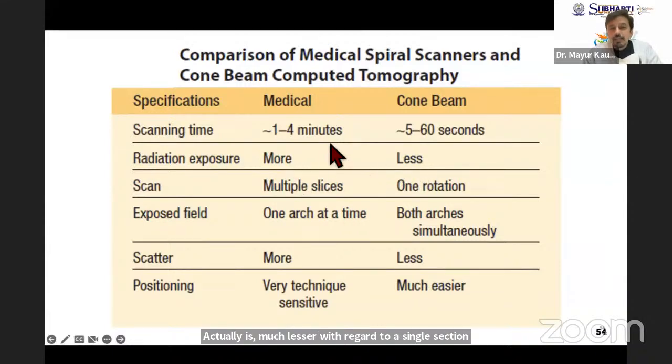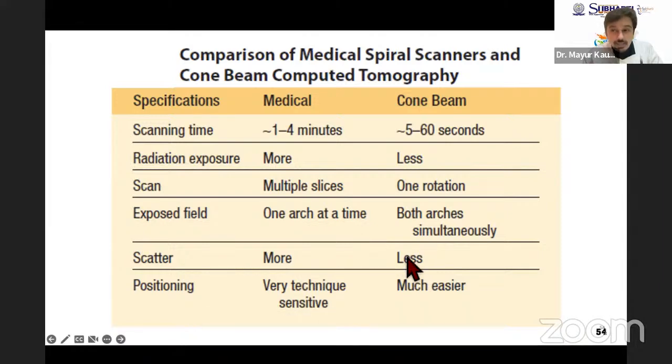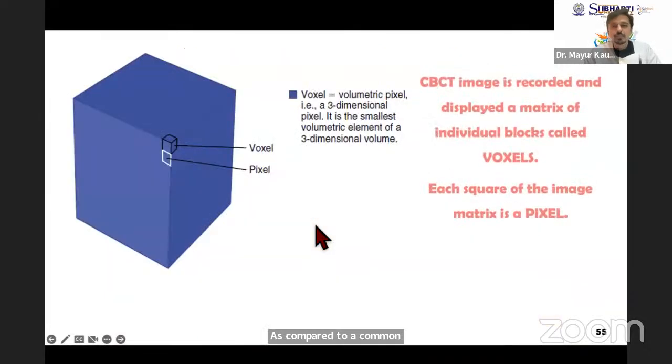The second thing, please understand, it is a much faster modality than CT. It takes less time. In a single rotation, more is captured. In CT, multiple slices are required. Both arches can be captured simultaneously. Here, CT can capture only one arch at a time. Scatter is less. CBCT is safer as compared to conventional CT, and it is much easier. The positioning doesn't have to be that accurate as compared to a common CT. Okay, so this is one thing.